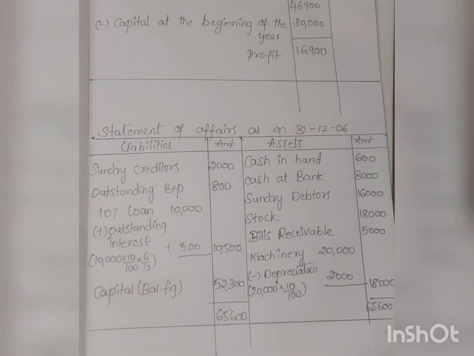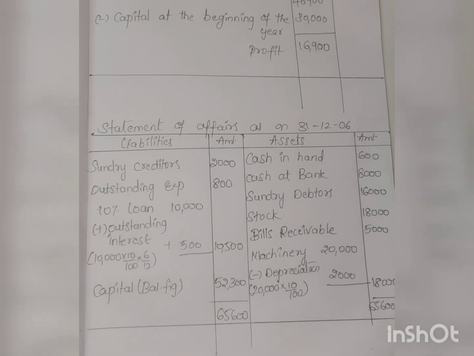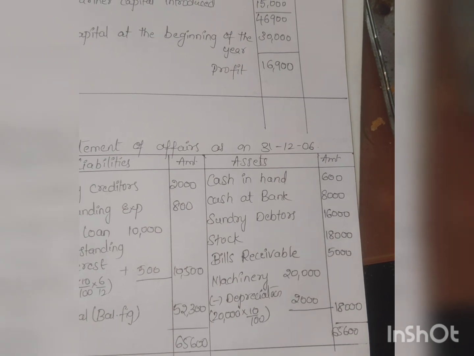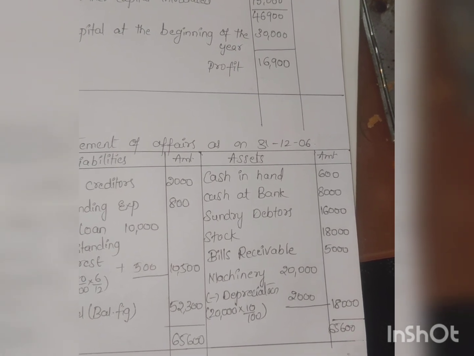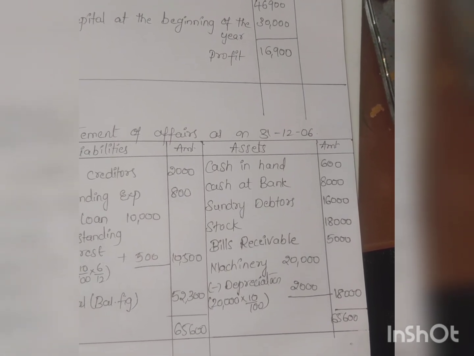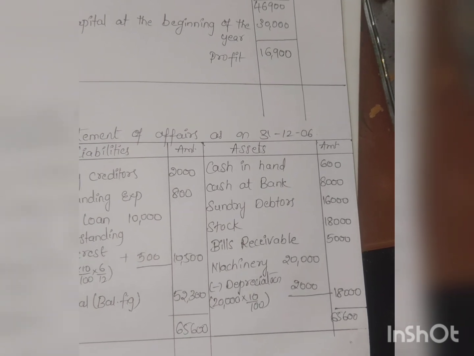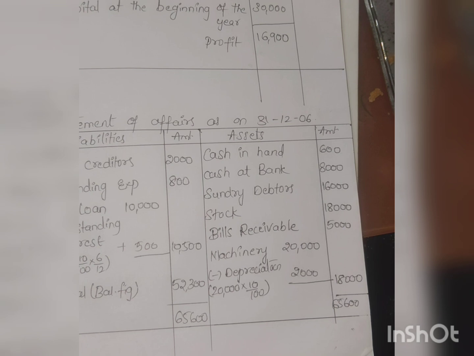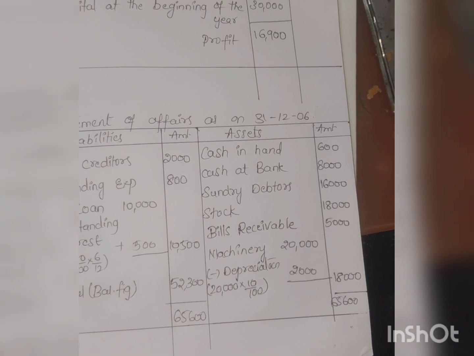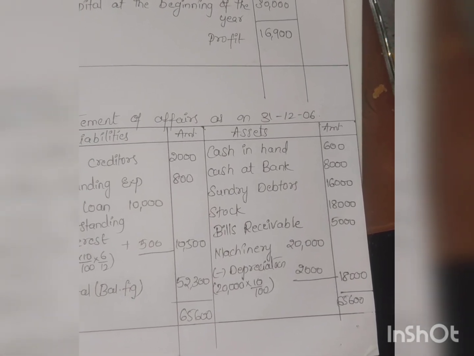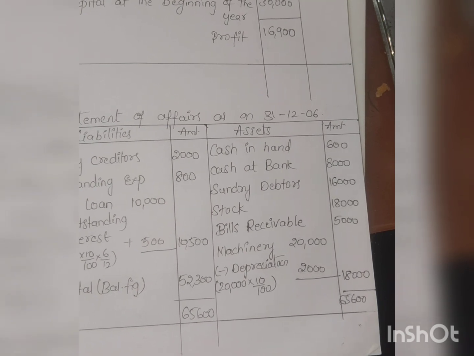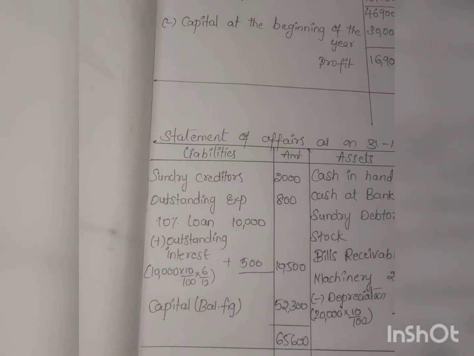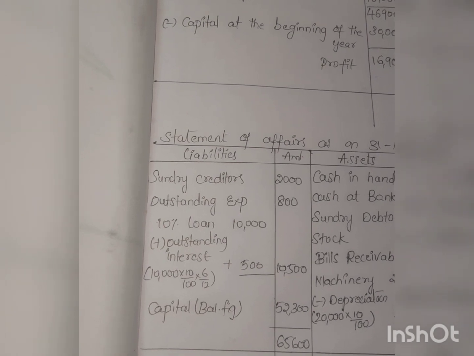So all the details are given in the question, assets and liabilities. Take the assets: cash in hand is given 600, cash at bank 8,000, sundry debtors 16,000, stock 18,000, bills receivable 5,000. And during the year he purchased machinery for which we have to calculate the depreciation. So depreciation at 10% will be 2,000. So 20,000 minus 2,000, the value of the machinery will be 18,000. Come to the liability side: sundry creditors 2,000, outstanding expenses 800.